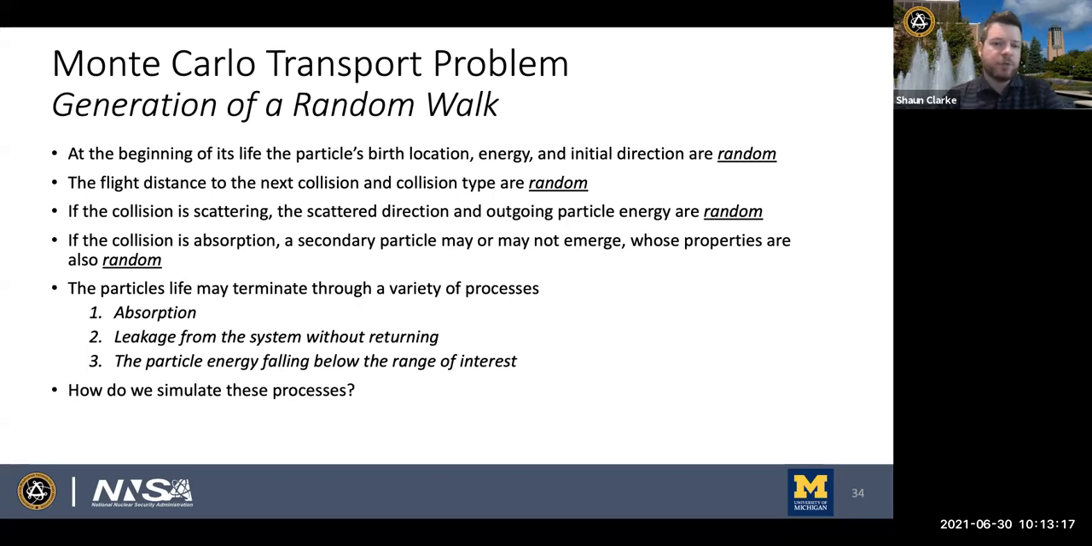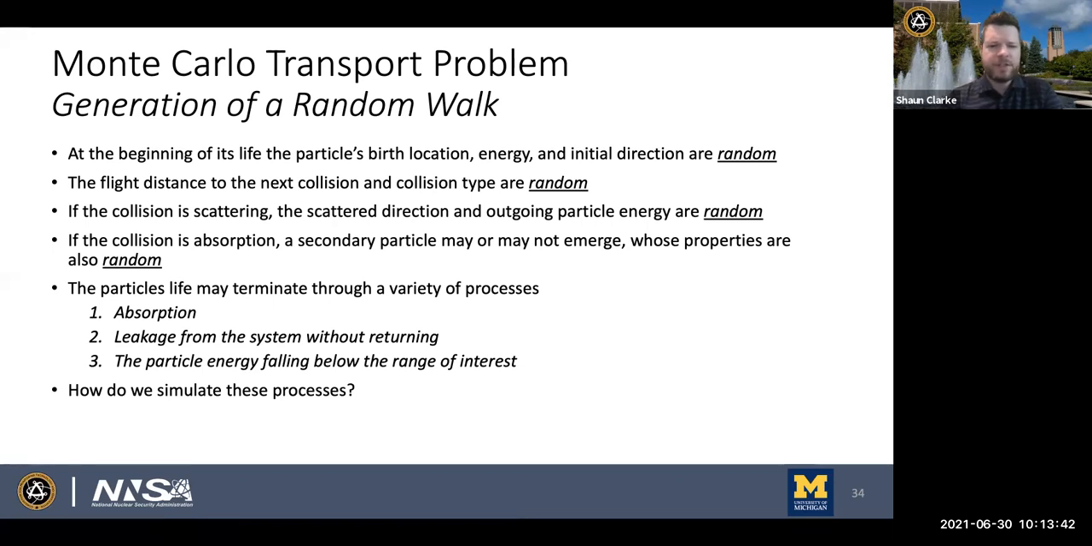If the collision is absorption, that reaction may produce secondary particles. Sometimes, neutrons get captured and produce gammas. We can have a fission reaction occur, which will produce many secondary particles. Whether or not those particles emerge in the first place, and if they do, what are their properties? All of those things are random and need to be sampled using Monte Carlo random sampling.